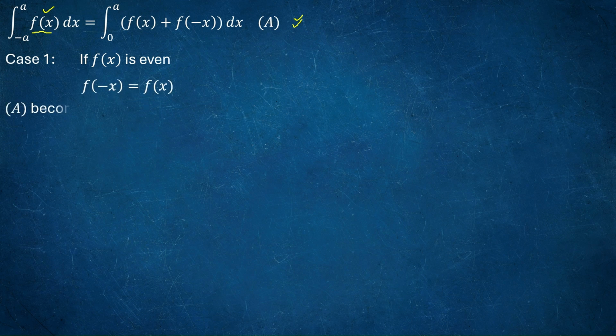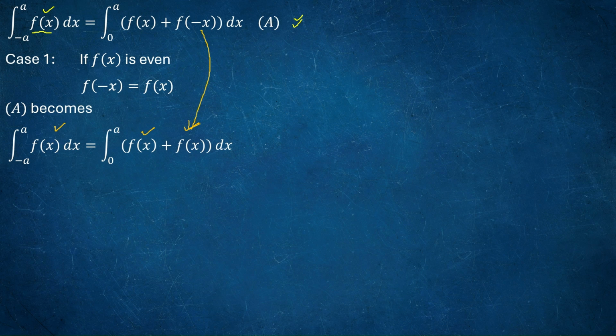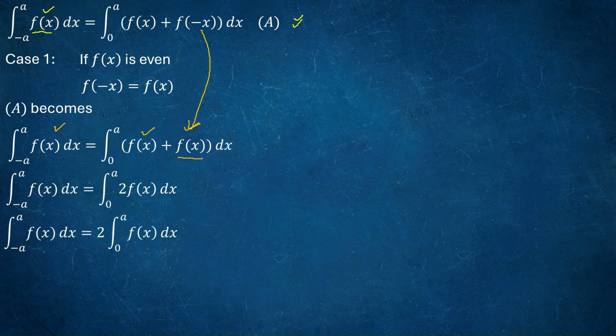So the expression a can be written as the integral from minus a to a f of x dx is equal to 0 to a f of x plus f of x. Here f of minus x has been replaced by f of x as the function is even. So after adding and taking 2 common, we can write the integral from minus a to a f of x dx is equal to 2 times integral from 0 to a f of x dx.